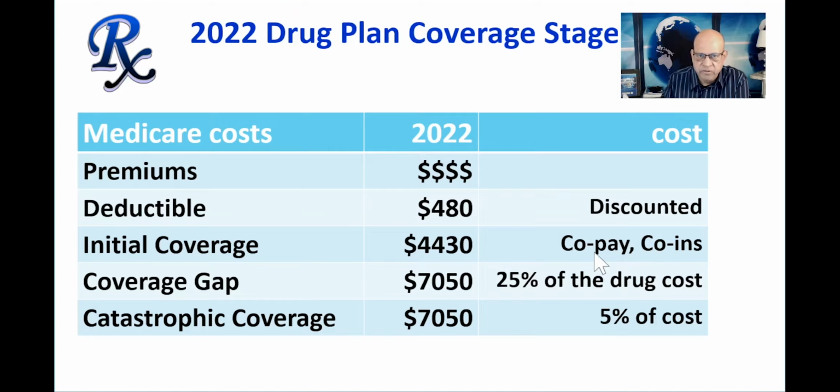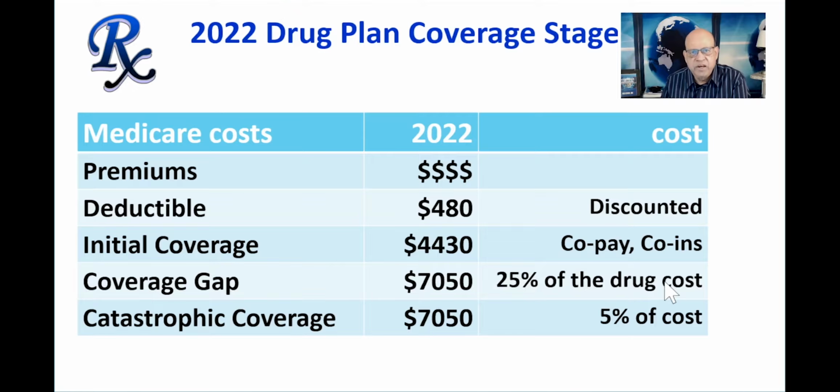The co-pays could be for each medication, per each prescription filled. Between $4,430 and $7,050, you have what is called the donut hole or the coverage gap, during which time you will be paying 25% of the drug cost.